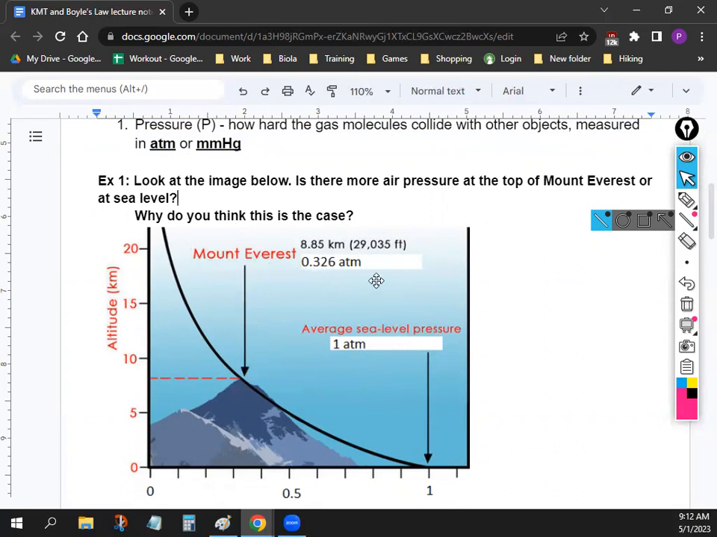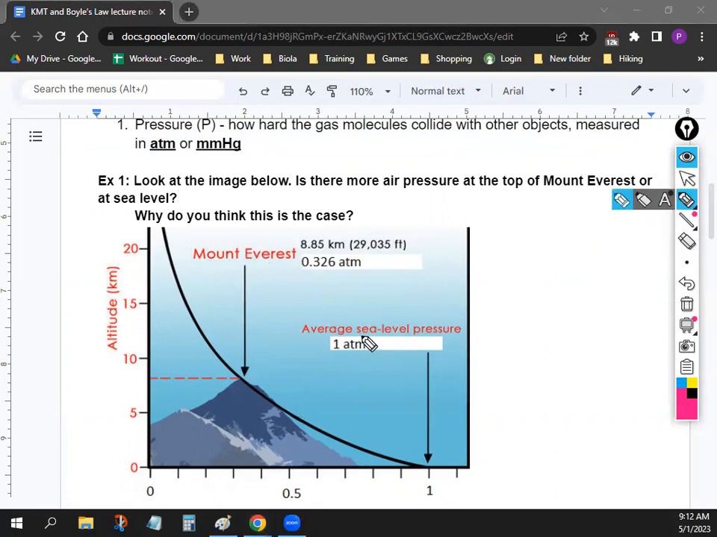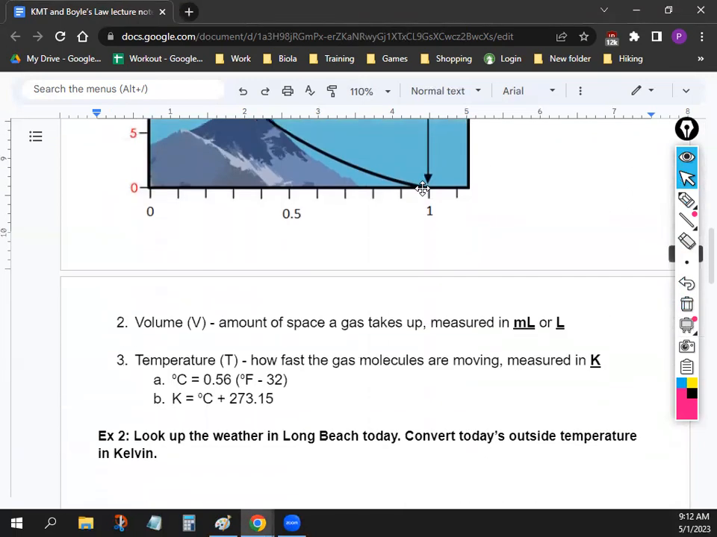Which one has more air pressure? Yeah, Long Beach. Look at the numbers. 1 versus 0.326, right? This number is bigger, so there is higher air pressure. So there's more gas molecules down here at sea level, and they also bump into things harder. So you guys are getting hit by air molecules right now, and you're getting hit by them harder than if you were at the top of a mountain. The reason why is because there's more air down here at sea level. So that's pressure. Let's move on to the next property.